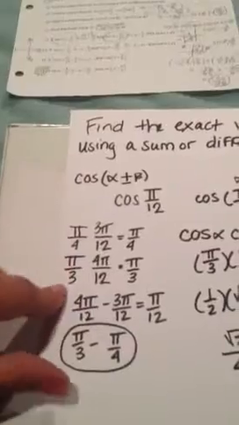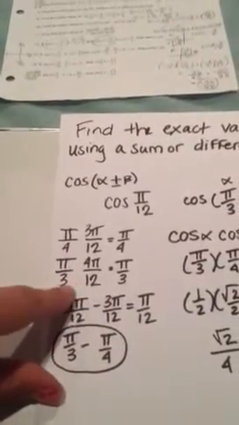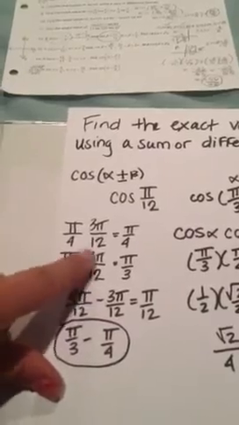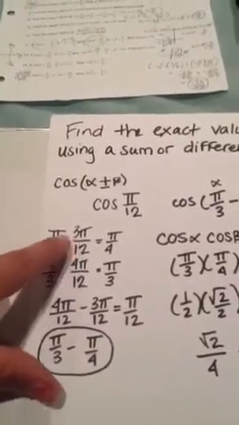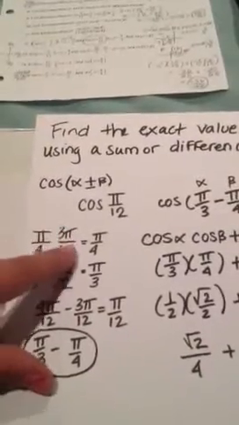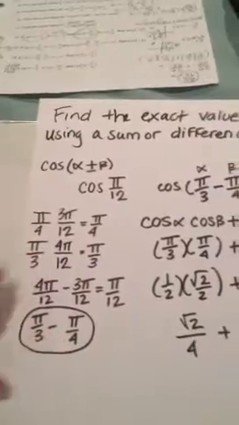So you have to find a common denominator, and the common denominator is 12. 3 goes into 12 4 times, so it's 4 pi over 12, and 4 goes into 12 3 times, so it's 3 pi over 12. And that reduces into pi over 4 and pi over 3. So you're using the same answers that you got right here.